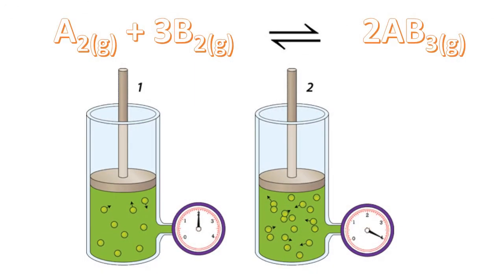Here you can see there is a reaction. It is between the A2 molecule and the B2 molecule to give the product AB3. As per the balanced chemical equation, one molecule of A2 will react with 3 molecules of B2 to give 2 molecules of AB3.